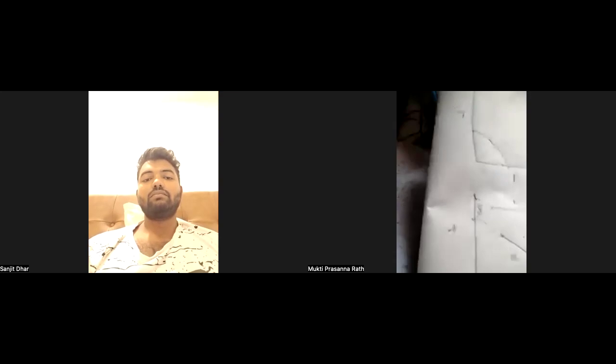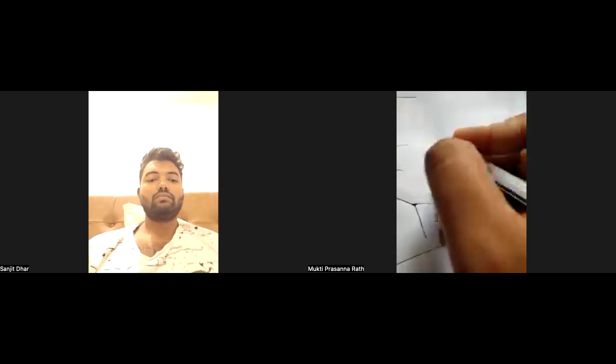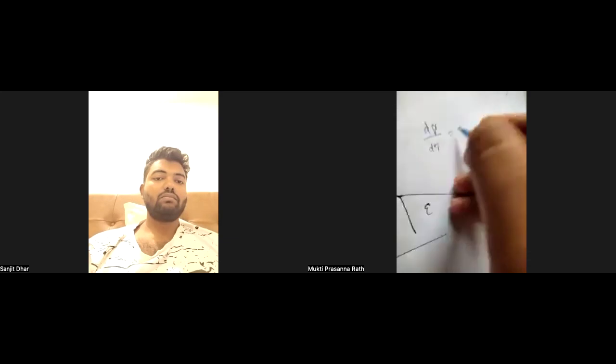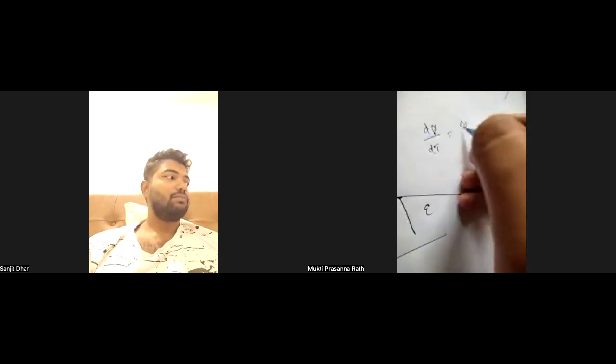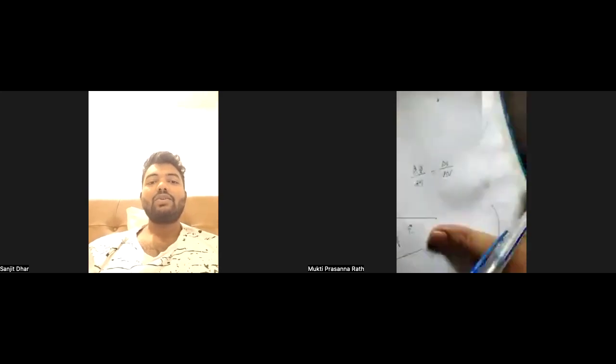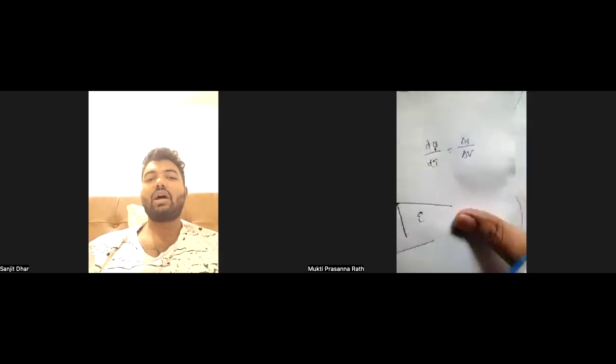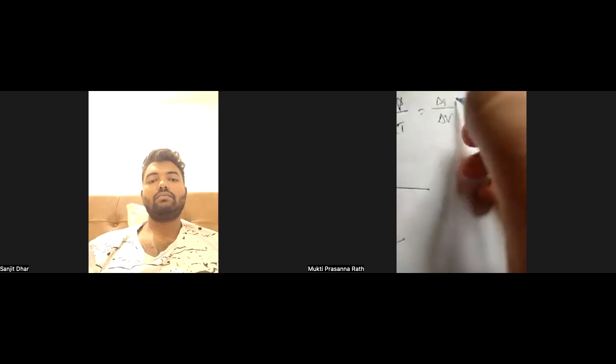Yes, sir. dP/dT will be ΔS by ΔV. Yes, correct. You see this equation. Now you tell me, if I am solidifying something, is my entropy decreasing or increasing? Entropy will decrease, right?